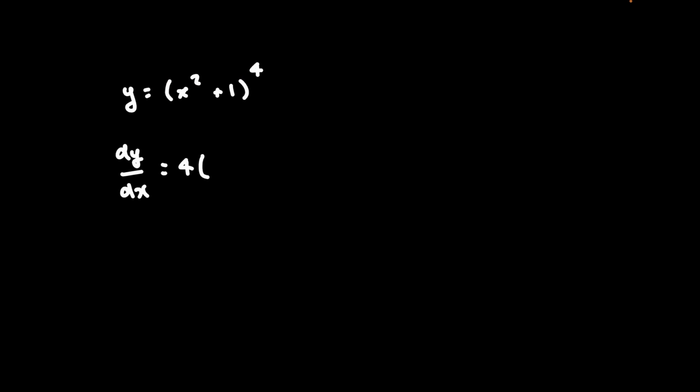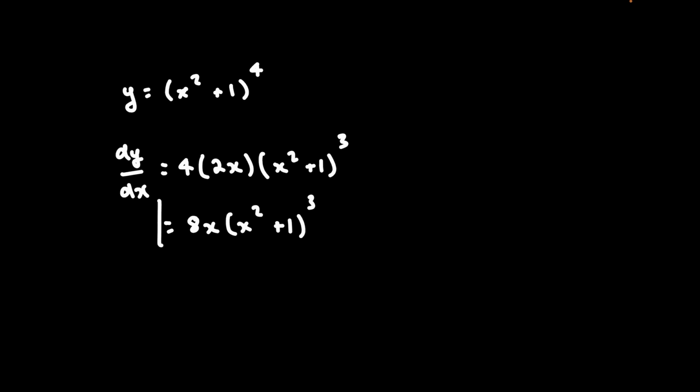Then I'm going to times by the derivative of my inside function. And the derivative of x squared is simply 2x. And then I'm going to times by the function that I have, minus away 1 from the power. So in this case, it's x squared plus 1 to the power of 3. Simplifying this, we'll get 8x(x squared plus 1) to the power of 3. And that is the derivative for this function here.